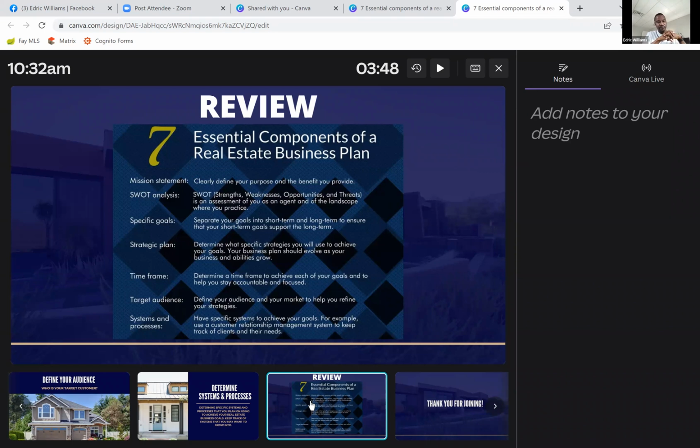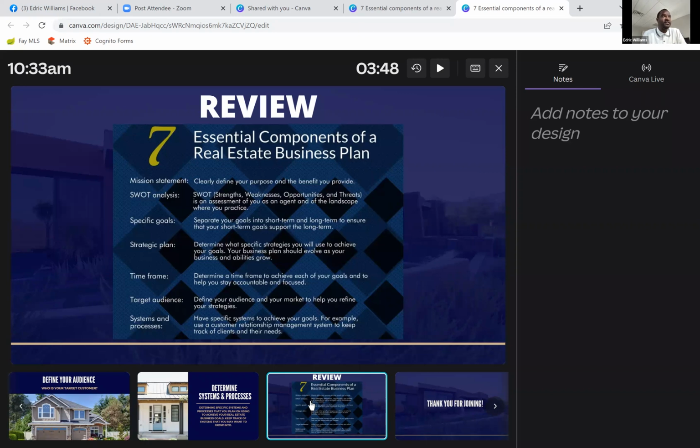Identify those. Come up with a strategic plan to accomplish what your mission statement is and what your specific goals are. Determine the strategies that you'll use to achieve those goals, the plan, and how it will evolve as your abilities and your skill set grows. Next, determine the time frame of your business plan. The initial business plan, I would suggest, is let it be for the first year.